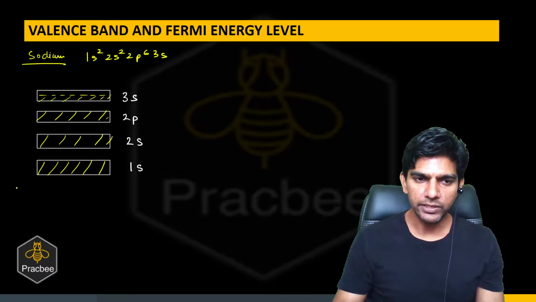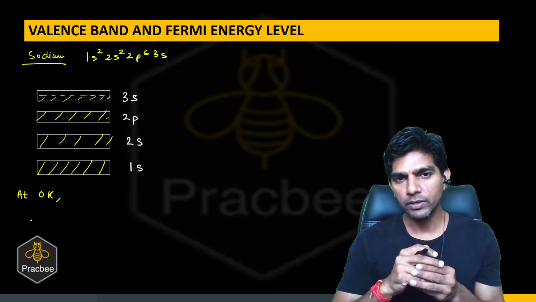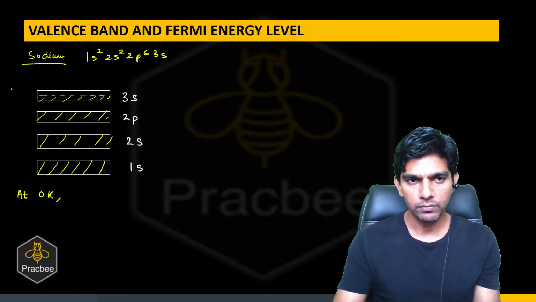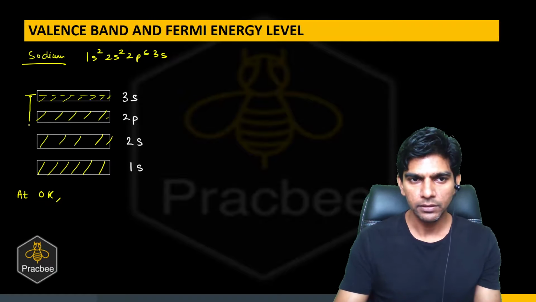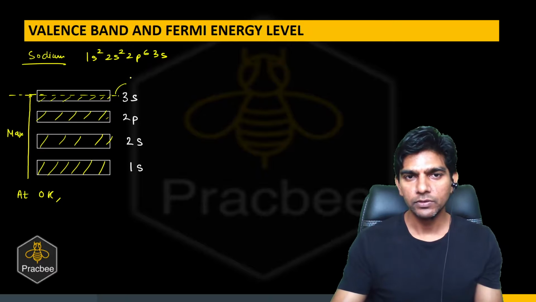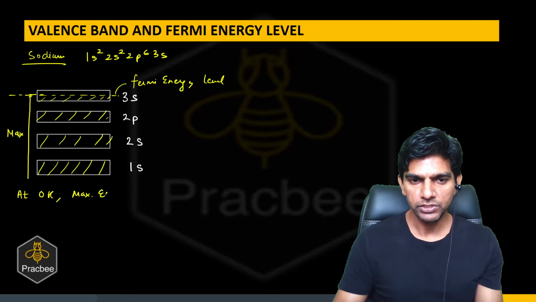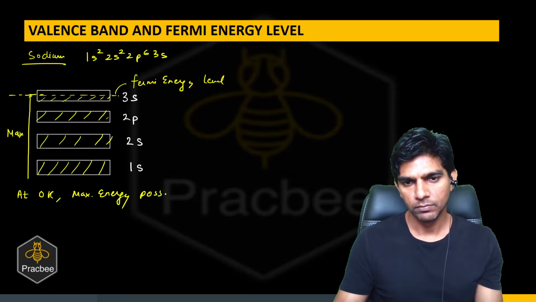So if I take a hypothetical scenario, let us say at 0 Kelvin, the maximum energy possessed by the electron is what? I can say this is the maximum energy possessed by the electron. Now this energy level is known as the Fermi energy level. So at 0 Kelvin, the maximum energy possessed by an electron is called Fermi energy, right?